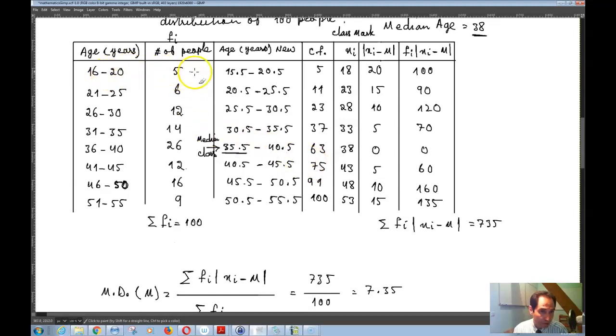Now, of course, there are these extremes over here. For example, 5 people have been between 16 to 20 years old, or 9 people have been between 51 to 55. But other than that, most of them have been, on average, about 8 years either older than or younger than about 38 years old. So that's basically what this means.